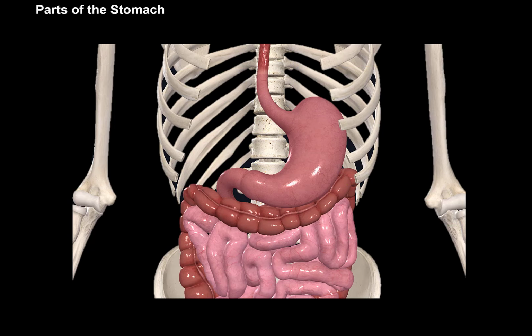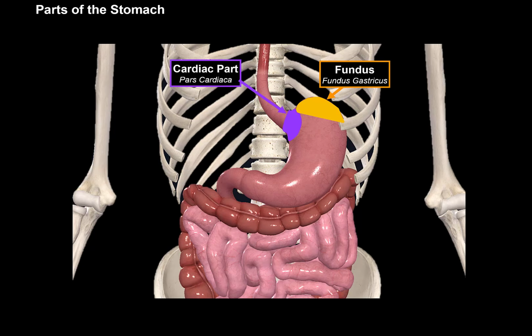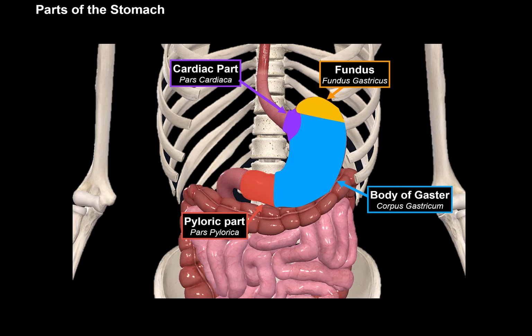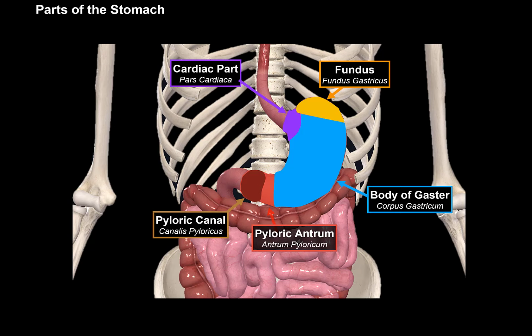Let's now divide the stomach into its parts. First, we have this part right here, the cardiac part. Then we have a portion right here, the fundus, that's the top elevation of the stomach. Then the blue area here is the body of the stomach. And the last portion is the pyloric part. The pyloric part is divided into two regions. We have the pyloric antrum, which is closest to the body of the stomach. And we have the pyloric canal, which communicates with the duodenum of the small intestine.